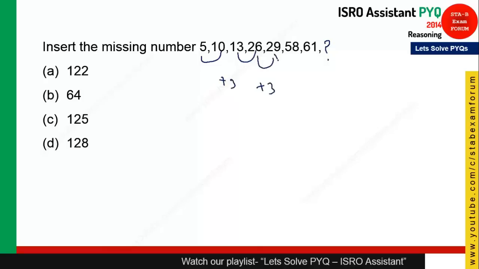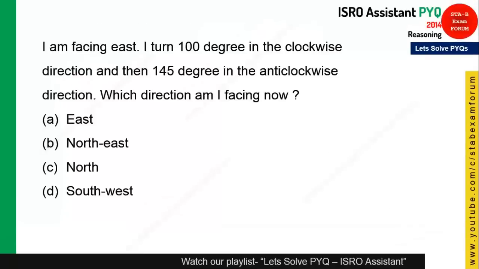So 29 multiplied by 2 is 58, then again adding, sorry, the difference is 3 and it should be multiplied with 2, so 61 into 2 is 122. So option A is the correct answer. A very simple one. Coming to the next question, let's begin the timer.